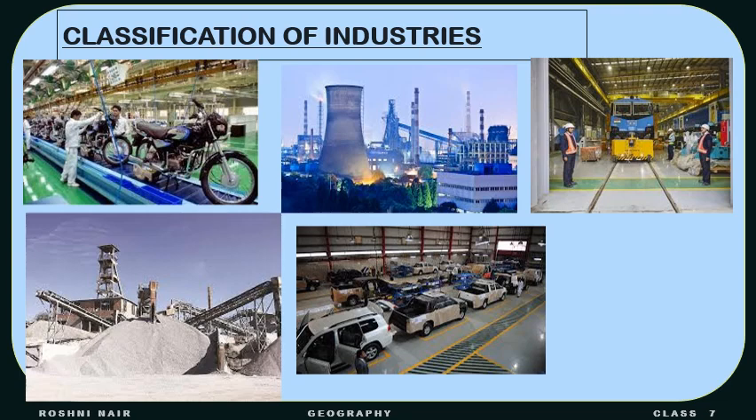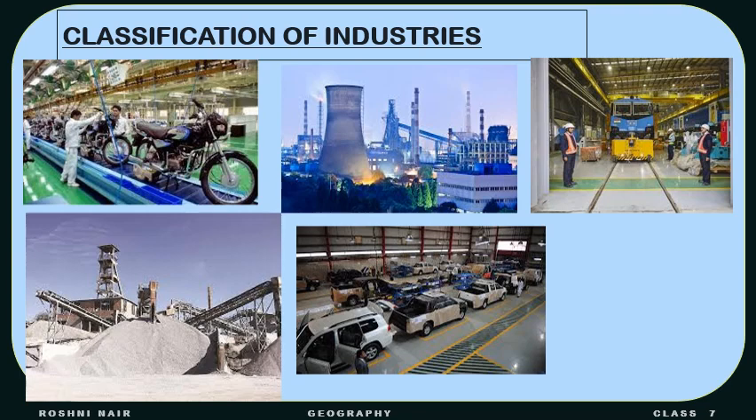Silk weaving and food processing industries are small scale industries, but the production of automobiles and heavy machinery are examples of large scale industries. At times, industries can also be classified on the basis of the raw materials used for manufacturing. So industries may be agro-based, mineral-based, marine-based, or forest-based, depending on the type of raw material they use.